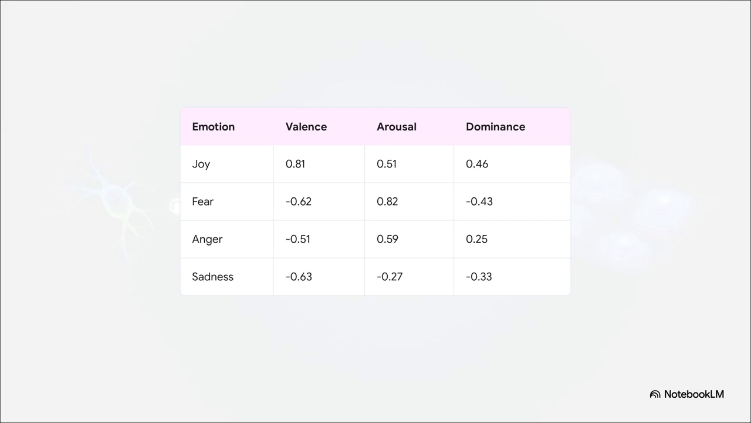And here's where it gets really cool. Look at this. An abstract feeling like joy gets translated into these precise coordinates. A machine sees it as 0.81 valence, 0.51 arousal, and 0.46 dominance. Now compare that to fear. It's got a negative valence, super high arousal, and negative dominance, you see? Both are high energy, but they're on totally opposite ends of the pleasure and control map. For a machine, these aren't just random numbers. They're like GPS coordinates for our feelings.